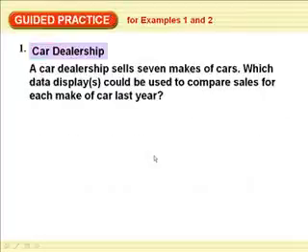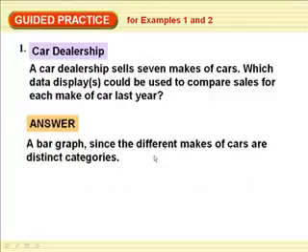A car dealership sells 7 makes of cars. Which data display could be used to compare sales for each make of car last year? I think I'd put them in a bar graph. There's 7, they're distinct categories, 7 different types of cars. I would make it a bar graph.